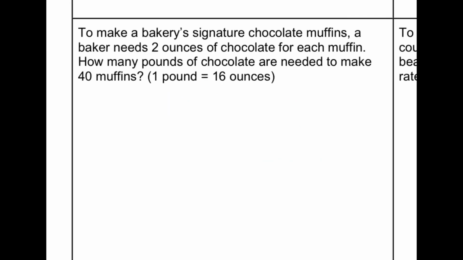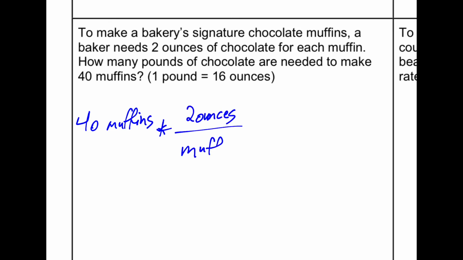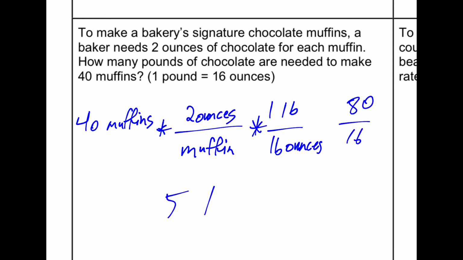There's a variety of ways to write out this dimensional analysis. If you started off with 40 muffins on top, you could multiply this by 2 ounces of chocolate per muffin, and you could multiply this by 1 pound of chocolate per 16 ounces. I used lb for pound. And if you do that, you end up with 80 over 16, or 5 pounds.